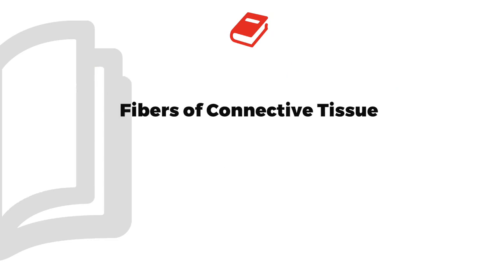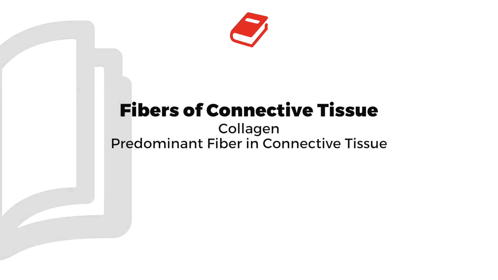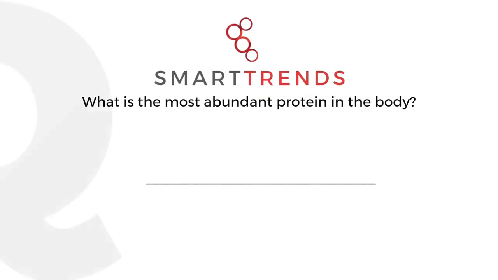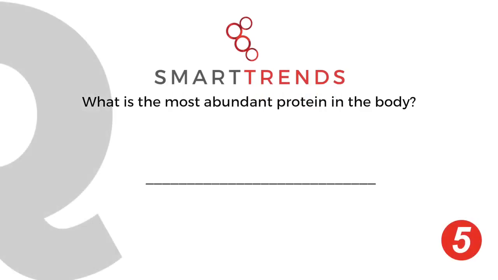As we get into the fibers of connective tissue, collagen is the big one. Look in the notes with me. It says the predominant fiber in connective tissue and the most predominant protein in the body. That's been a big test question, right here on the visual. What's the most abundant protein in the body? Right here, it's going to be collagen. You're going to see this in biochem.